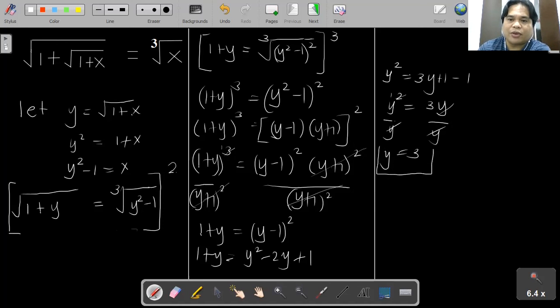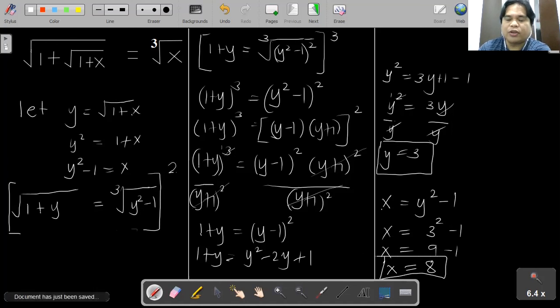So you now have the value for your y. The next thing to do, since you already have solved for the value of y, is you can now get the value of x. So from this equation, x is equal to y squared minus 1. So you have x is equal to 3, y being 3, to the power of 2, minus 1. x is equal to 9 minus 1. So x is equal to 8. So meaning for your original equation to be true, your x must have a value of 8.